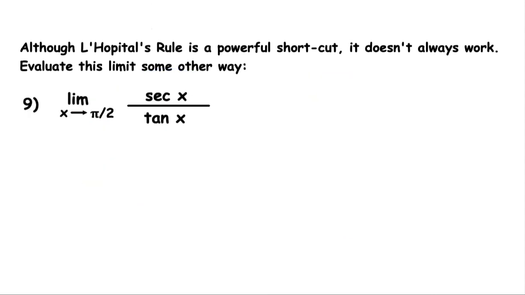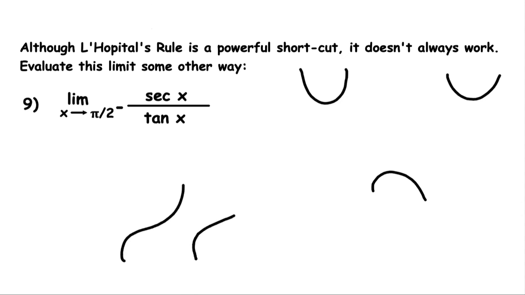All right, one more to do. The limit as x approaches pi over 2 of secant of x over tangent of x. Really, I probably should say x approaches pi over 2 from the left. I think I'm going to throw that in there. We know that the graph of secant looks like a bunch of U shapes, some right side up, some upside down, kind of like that. The graph of tangent is the recurring S curves. They look like this.